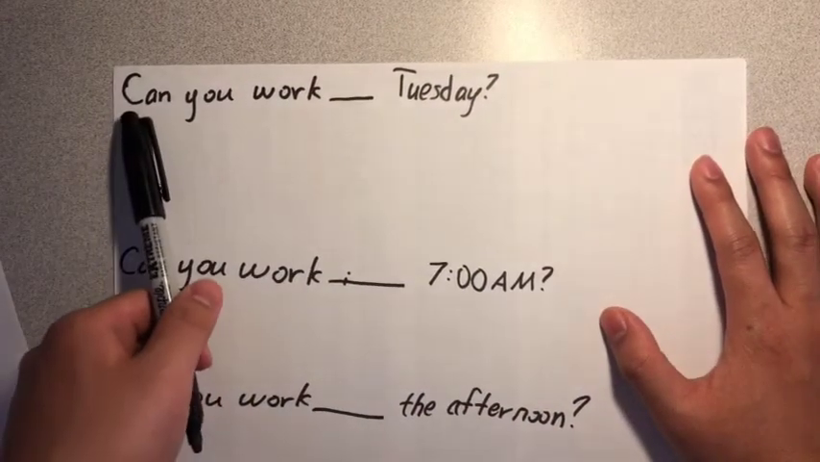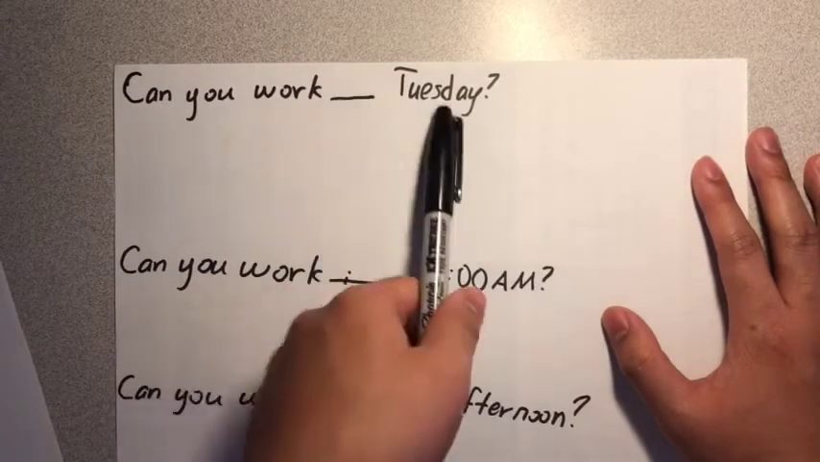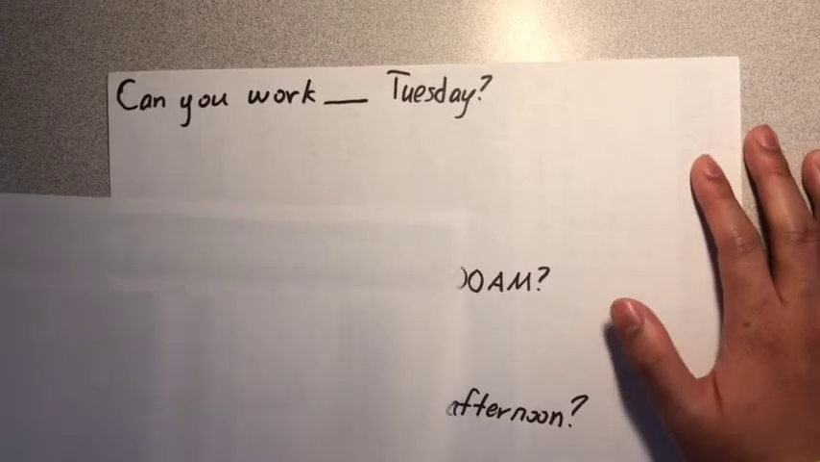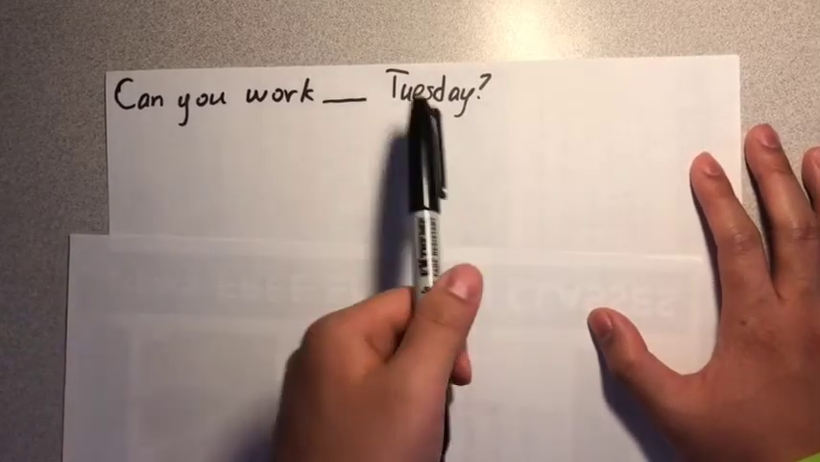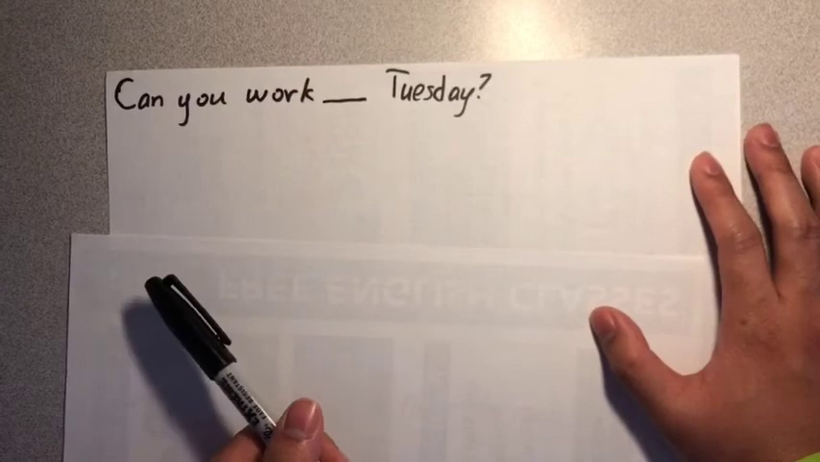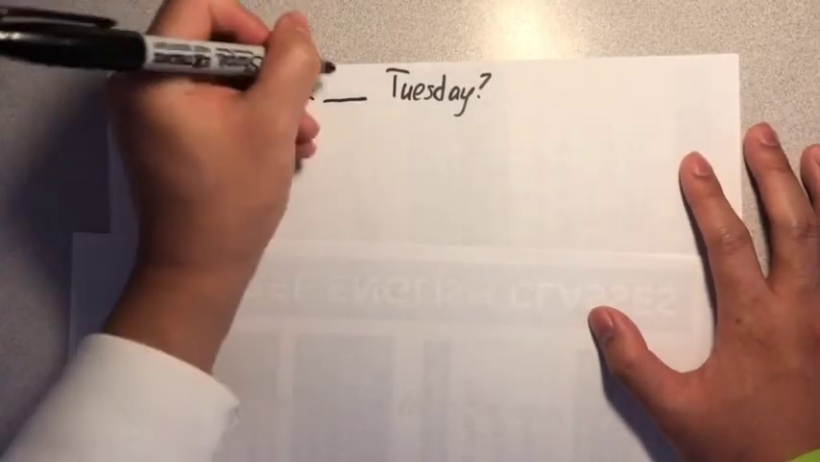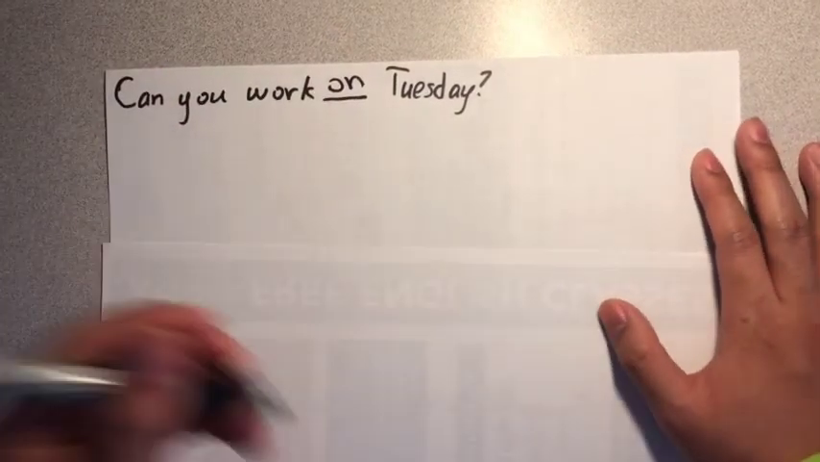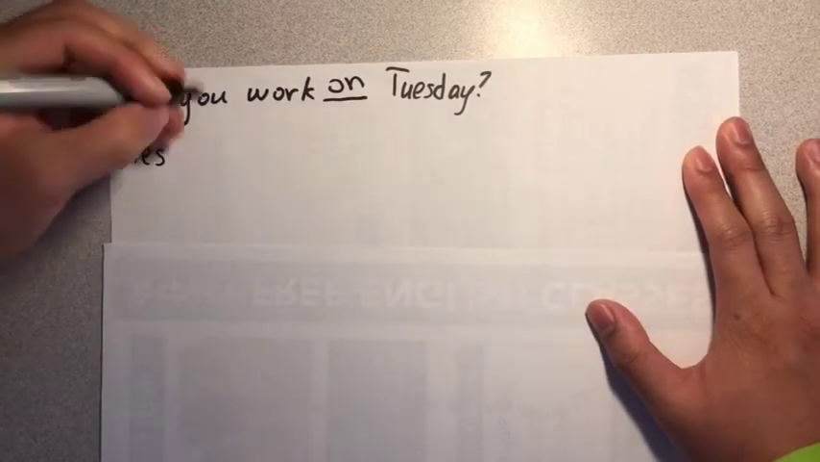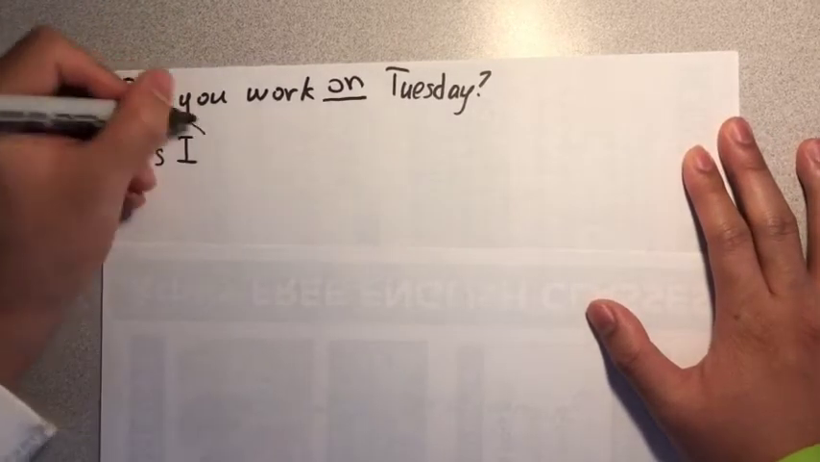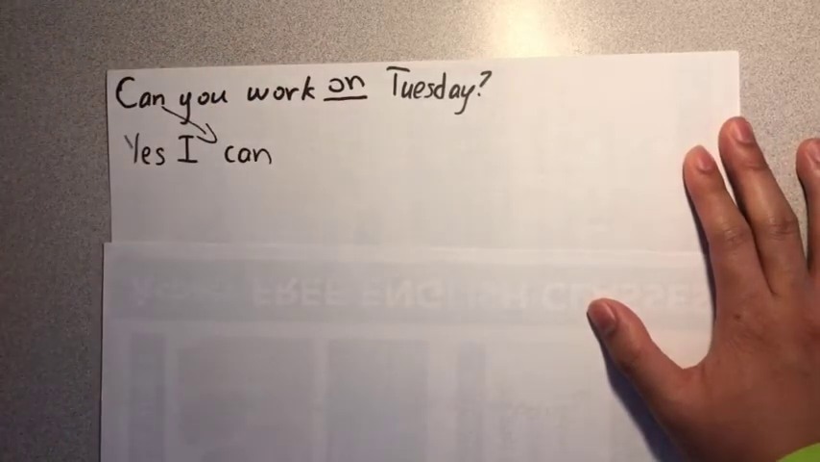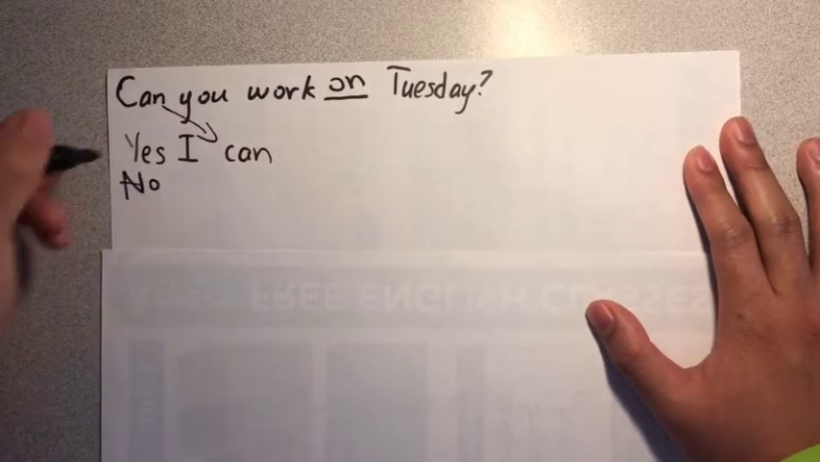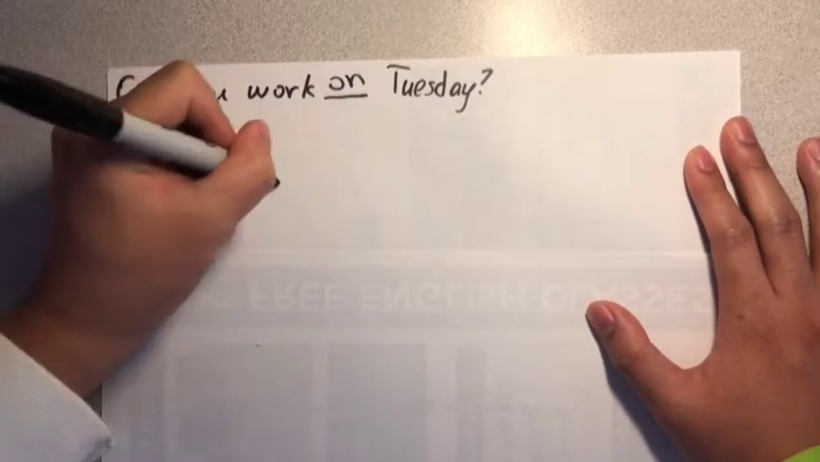So, here's a question. Can you work blank Tuesday? What time word goes here? Tuesday is a day. Do we use in, at, or on? We use on because it is a day. Can you work on Tuesday? Yes, I can. No, I can't.